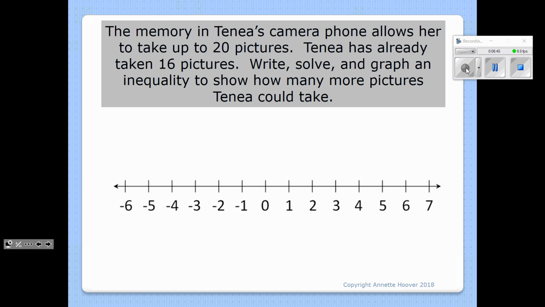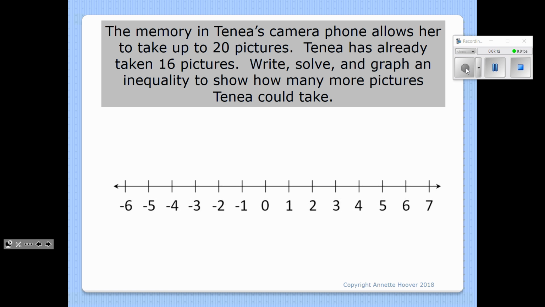Let's look at this example. The memory in Tina's camera phone allows her to take up to 20 pictures. So she cannot take 21, she cannot take 22, but she could take 2, she could take 7, any number up to 20 pictures. She has already taken 16 pictures. Write, solve, and graph an inequality to show how many more pictures she could take.